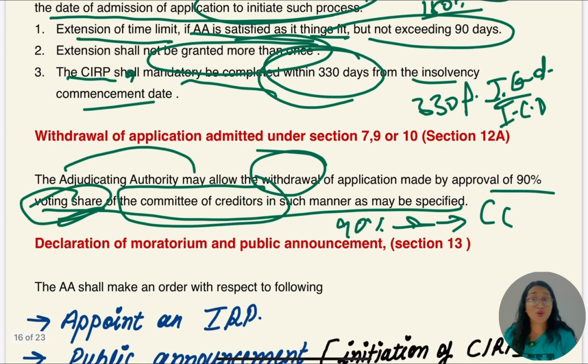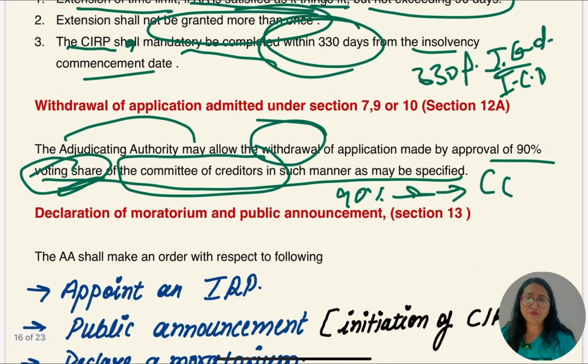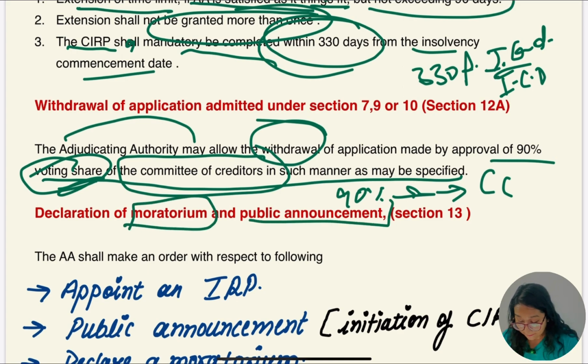Okay, otherwise not going to happen. Okay, withdrawal is not going to happen. Withdrawal of application is not going to be possible. Okay, let's go for section 13, which says about the declaration of moratorium and public announcement.